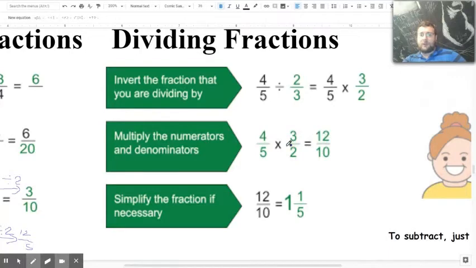4 times 3 is 12, and 5 times 2 is 10. So 12 tenths is your answer, which of course is the same thing as 6 divided by 5. And you could simplify that no further, but you can also represent it as a mixed number if you wanted to, which is 1 1/5.